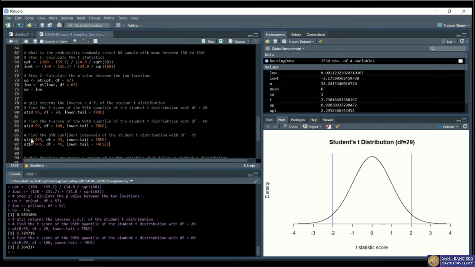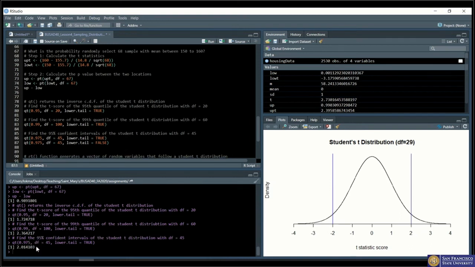So again, I'm trying to find the locations here. I want to know the location on the left-hand side that will contain 97.5% of the probability. That means I'm trying to find this location on the right-hand side of the distribution. So let's run this. I'll get 2.014, somewhere close to this blue line right here. That gives you a location where the whole left-hand side is 97.5%, so the leftover on this right-hand tail will be 2.5%.